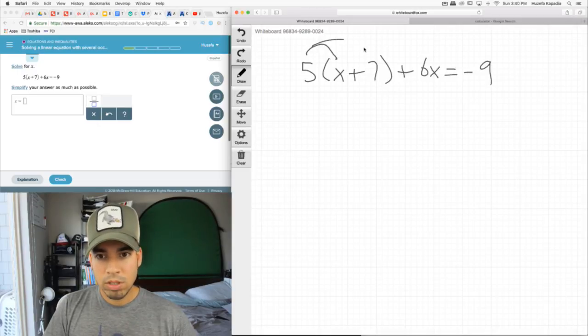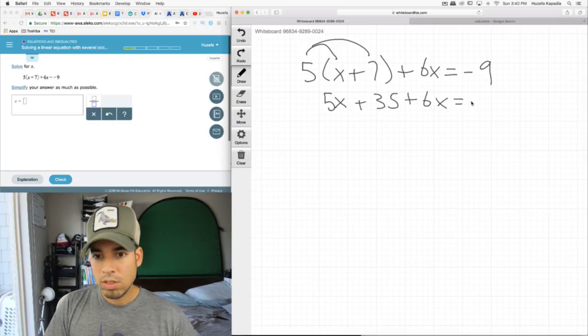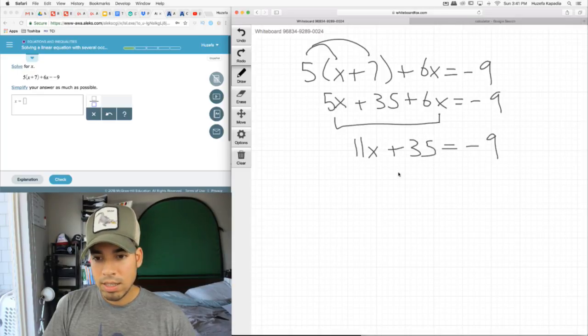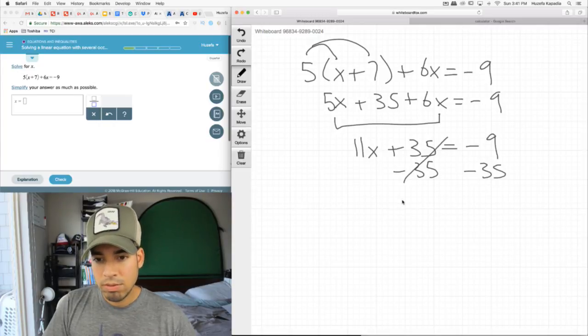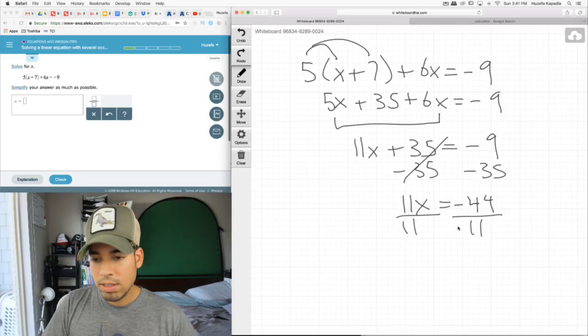First of all, distribute: 5x plus 5 times 7 is 35, plus 6x equals -9. Now I'm going to combine my like terms. 5x plus 6x is 11x, plus 35 equals -9. Now let's isolate. Let's move the 35 over by subtracting both sides by 35. 11x equals -44. And then let's divide both sides by 11, and we get x equals -4.